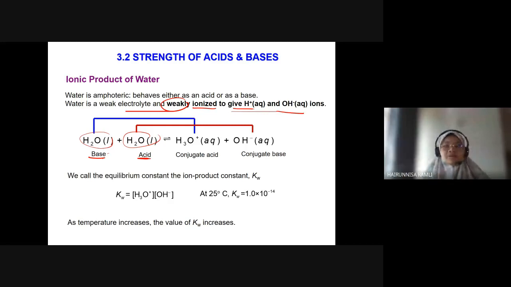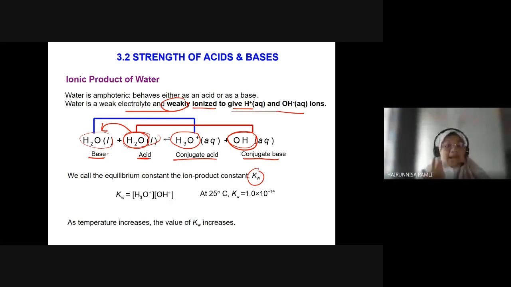So this base will produce a conjugate acid because it accepts H plus. Accepts from whom? From the acid water. This water donates to the water on the left side, and now this water becomes OH minus, so it becomes the conjugate base. So water with water will ionize to produce H3O plus and also OH minus. This we call KW.